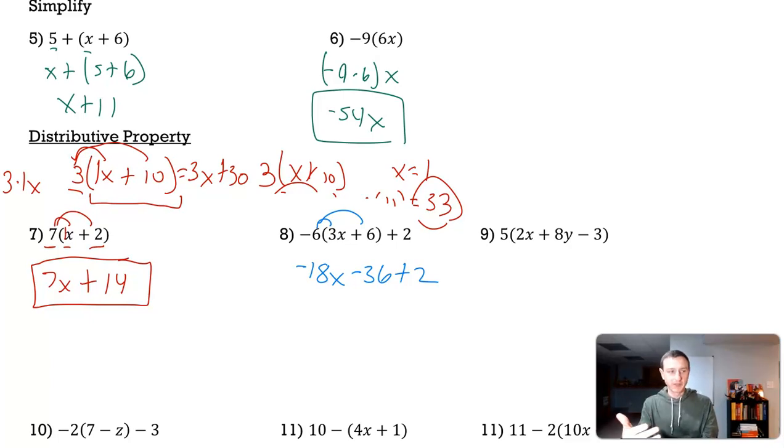And in this case, we do have some like terms that we have to simplify. You have to simplify the negative 36 plus 2. These are like terms because they're just constants. They don't have a variable attached to them. So we are going to do negative 36 plus 2. Negative 36 plus 2 is, one's a negative, one's a positive, so 36 minus 2 is 34. 36 was bigger, so it's going to be negative. So negative 18x minus 34.